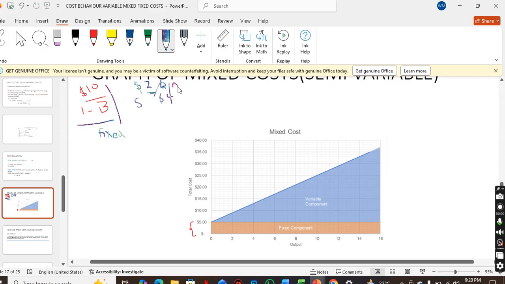So it's $2 per bin. If you have four bins, you pay first the $10 for the first 3 bins, then you pay an extra $2 for the 4th bin. If you have 5 bins, you pay $10 for the first 3 bins, and you pay $4 for the extra 2 bins, making your total bill $14. So that's a mixed cost, a combination of fixed and variable. They stay fixed to a certain range, and they become variable afterwards.